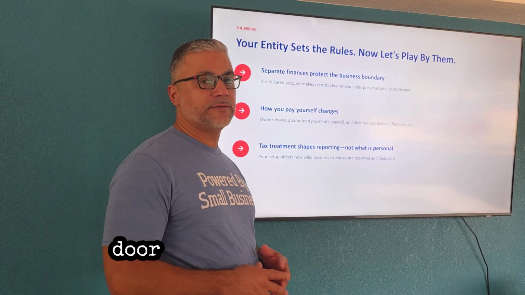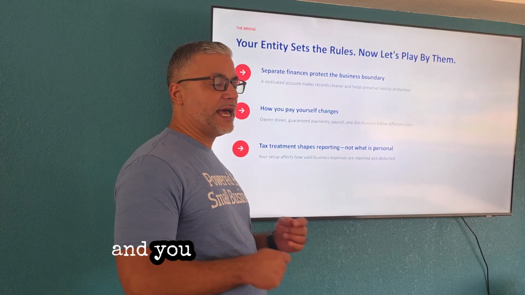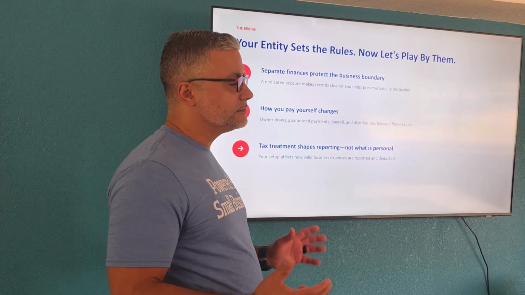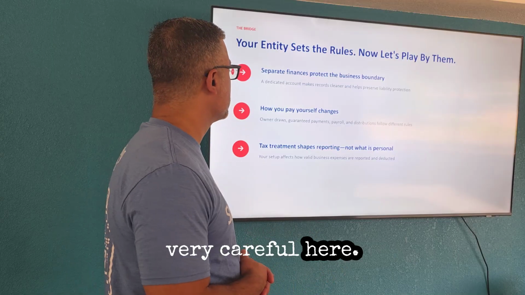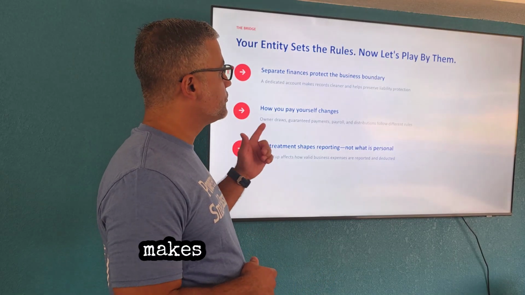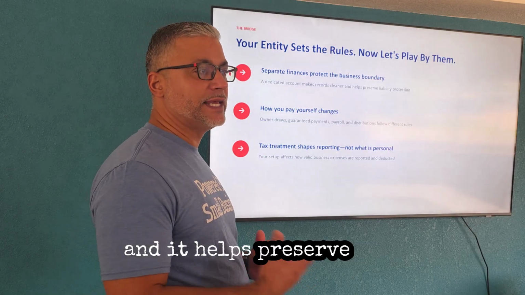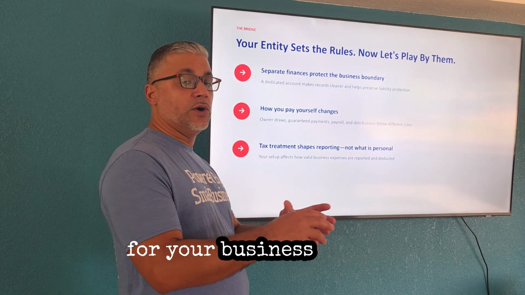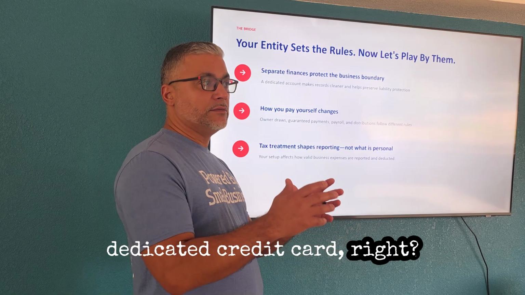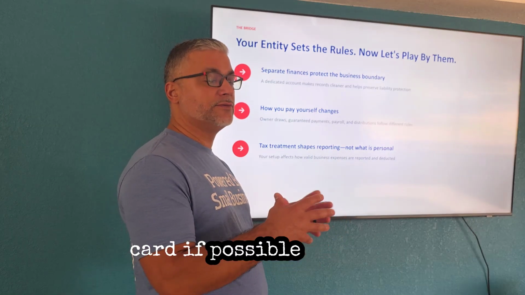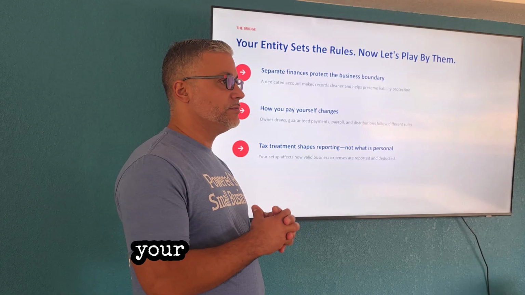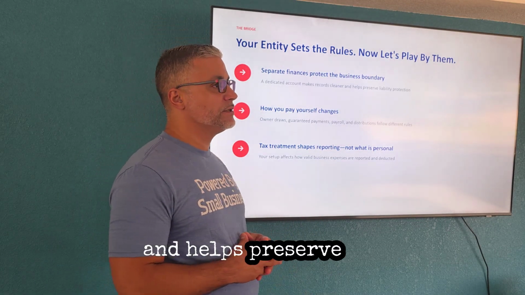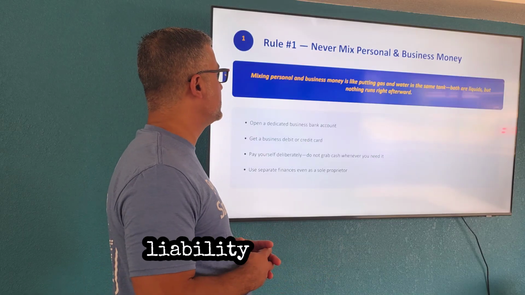That's just going to open up the door for penalties and fines, and you having to change deductions to income. So it increases your taxes. So you got to be very careful here. So a dedicated account makes records cleaner, and it helps preserve that liability protection. So if you have your dedicated bank account for your business or your dedicated credit card, right? Both. You should have a bank account and a credit card if possible for your business, dedicated just for your business expenses. That makes the records cleaner and helps preserve the liability protection. You want to preserve that liability protection.